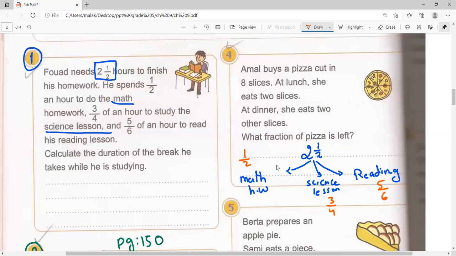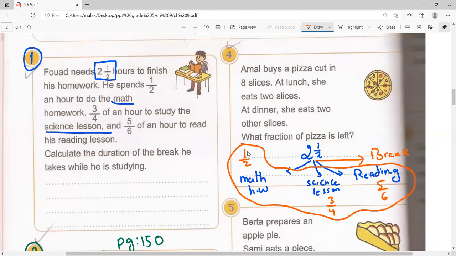So Mustafa, he wants to do the math homework, the science lesson and the reading lesson, and he wants to take a break. How long is the time for all of them? Two and a half hours. Bravo. I will ask you, how many hours does he spend to do the math homework, science lesson, and the reading lesson? We add them all, excellent, together. So how will we find the duration of the break?